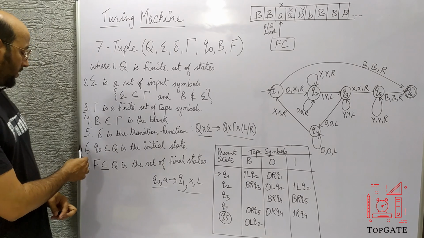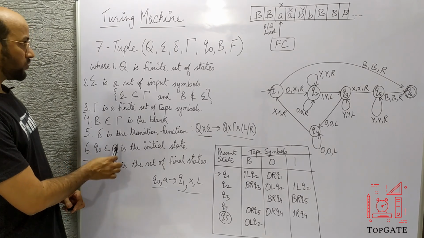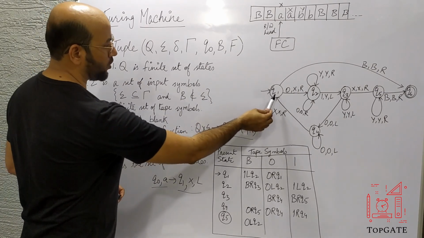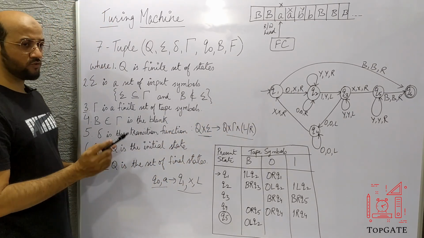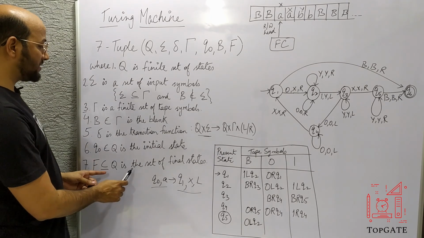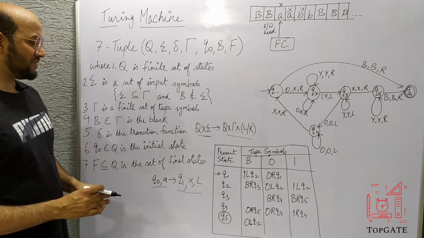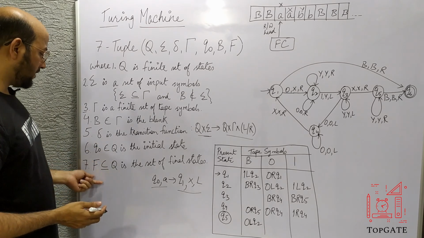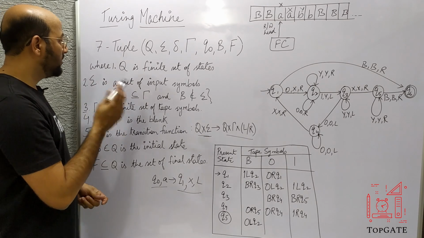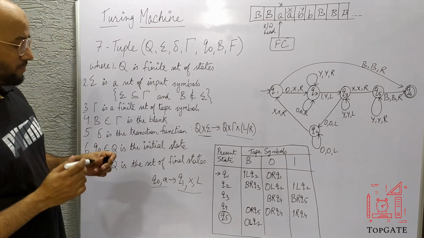Okay. Next one, Q0 belongs to Q. Q0 is the initial state, which belongs to Q. And the last one, F, is a subset of Q, the set of final states. We can have a set of final states, which will be denoted with the capital letter F. Okay. So these are the 7 tuples of the Turing machine.